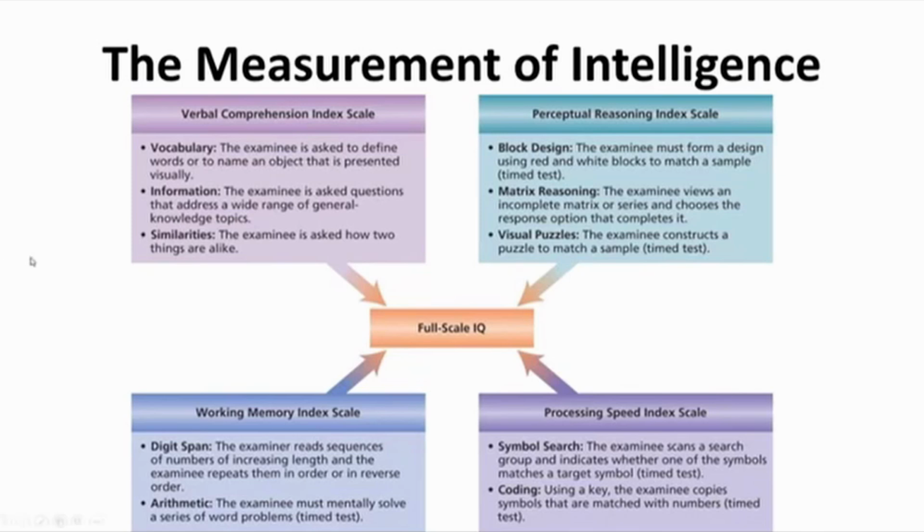And so these tests consist of 4 different scales. One is a verbal comprehension index scale here in the top left. There's also a perceptual reasoning index scale, a working memory index scale, and a processing speed index scale. These 4 indexes can all be combined to give a more complete, full-scale measure of IQ.